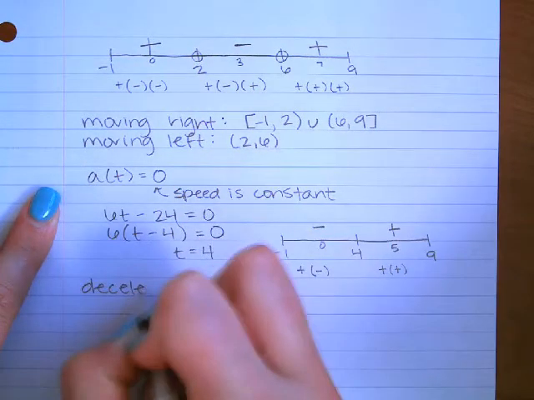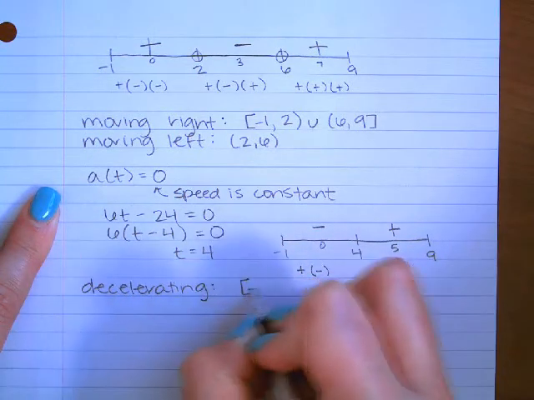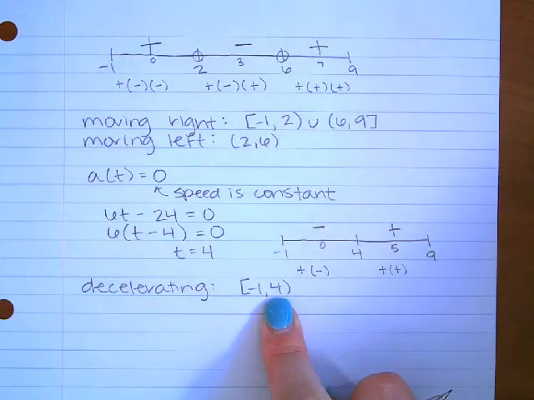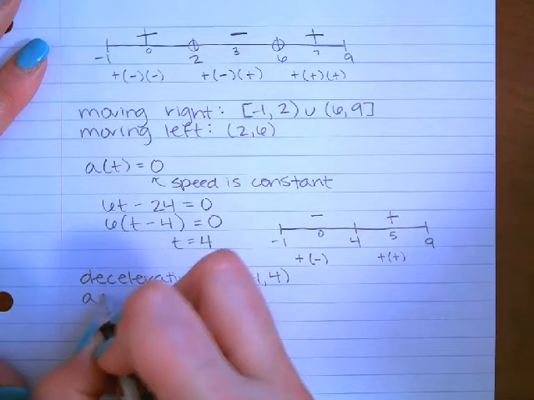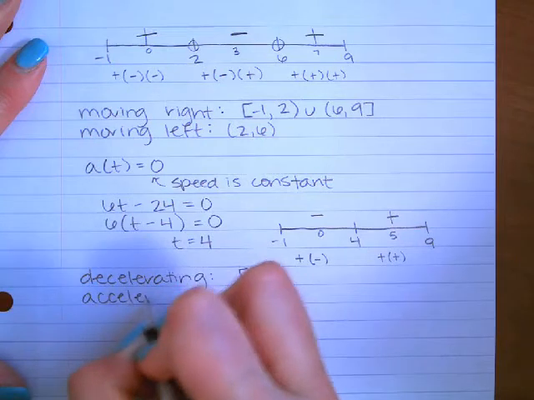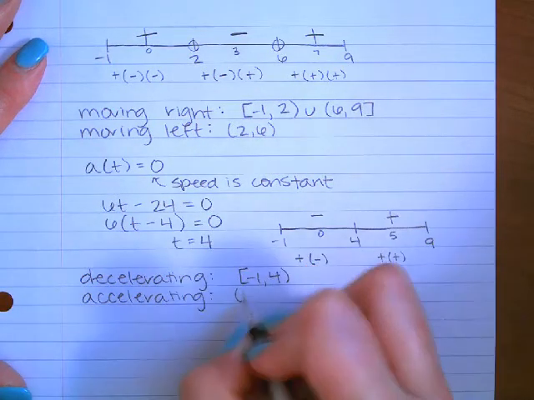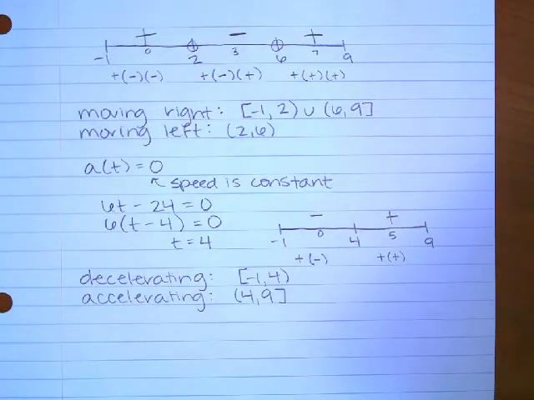Decelerating is from -1 to 4. I'm not including 4 because the acceleration was 0. The speed was constant at 4 exactly. Accelerating is going to be from 4 to 9. I'm including the 9. I am not including the 4.